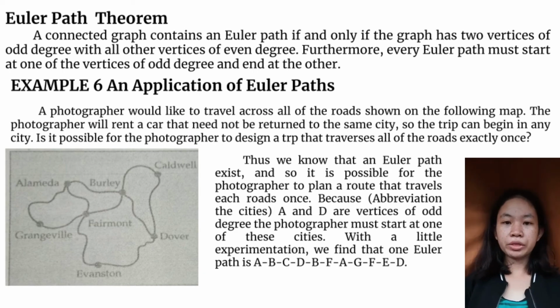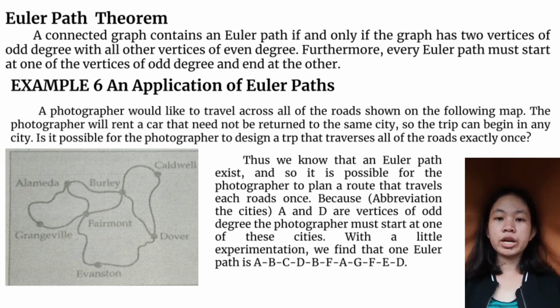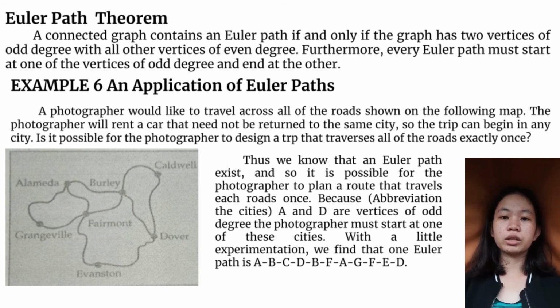The Euler path theorem: a connected graph contains an Euler path if and only if the graph has two vertices of odd degree with all other vertices of even degree. Furthermore, every Euler path must start at one of the vertices of odd degree and end at the other.